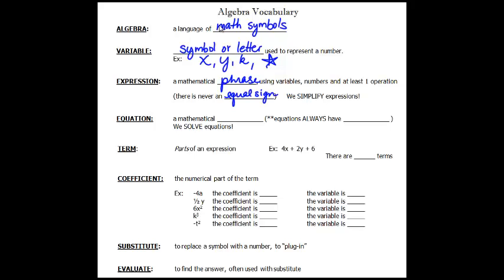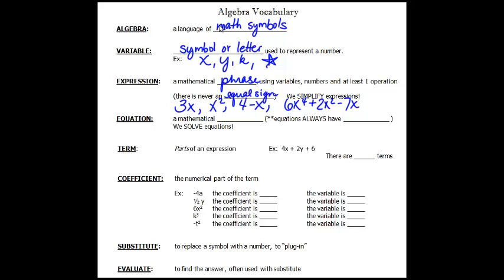So for example, 3x. That's understood to be 3 times x. We could have x squared. The operation is squaring. We could have 4 minus x. We could have 6x to the 4th plus 2x squared minus 7x. That's an expression. There are no equal signs.